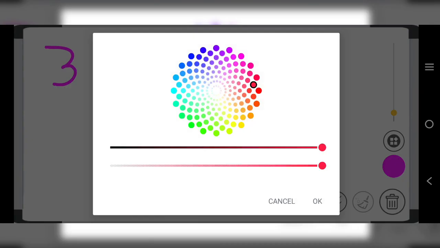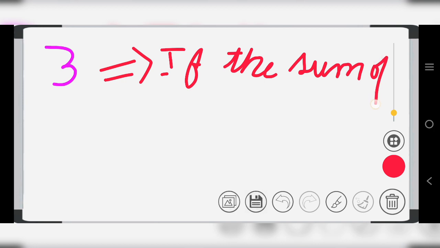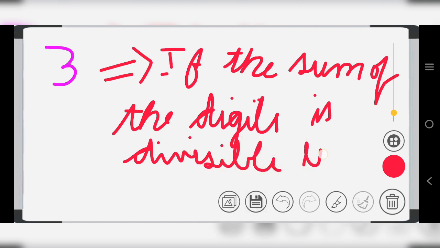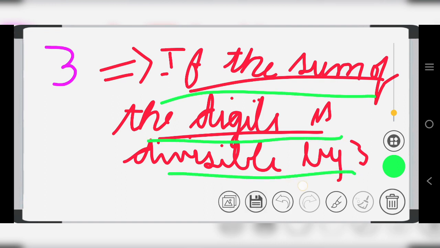Next, the divisibility rule for 3. If the sum of the digits is divisible by 3, then it is divisible. If the sum of the digits is divisible by 3, then the whole number is divisible by 3.